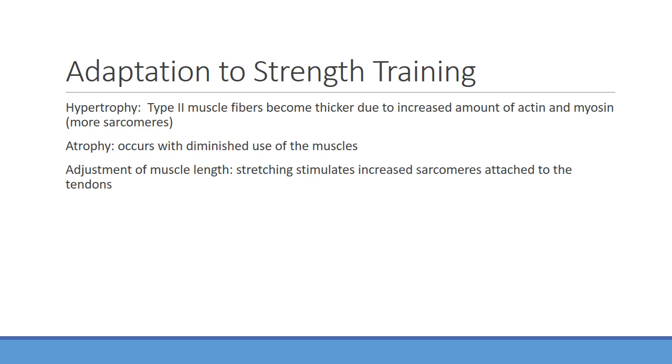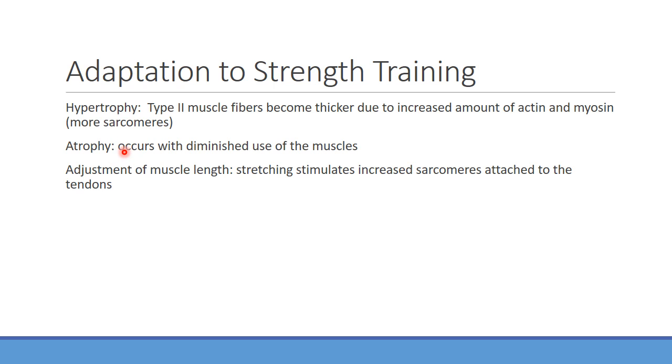Okay, and then adaptation to strength training. So we have hypertrophy. This is usually mentioned. The type 2 muscle fibers tend to become thicker, just larger cells there, and they're going to be increasing the amount of actin and myosin. Basically, more sarcomeres end up being formed there that allows for the hypertrophy of the muscle, essentially. The number of fibers themselves don't necessarily increase, but the number of sarcomeres that are available to cause contraction typically do. And certainly, atrophy is going to occur with the diminished use of the muscle.